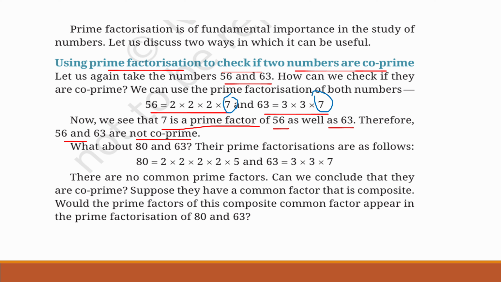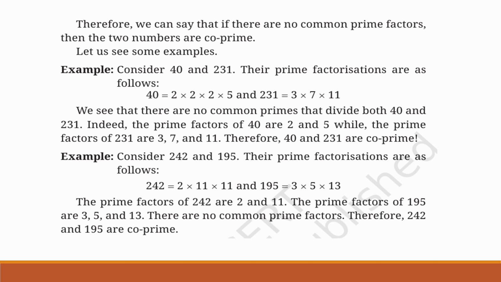Then what about 80 and 63? Their prime factorizations are as follows. 80 is equal to 2 into 2 into 2 into 2 into 5. 63 is equal to 3 into 3 into 7. There are no common prime factors. Can we conclude that they are co-prime? Yes, we can conclude that 80 and 63 are co-prime. Therefore, if there are no common prime factors, then the 2 numbers are co-prime. So, how do you check if 2 numbers are co-prime using prime factorization? If there are no common prime factors, then the 2 numbers are co-prime.